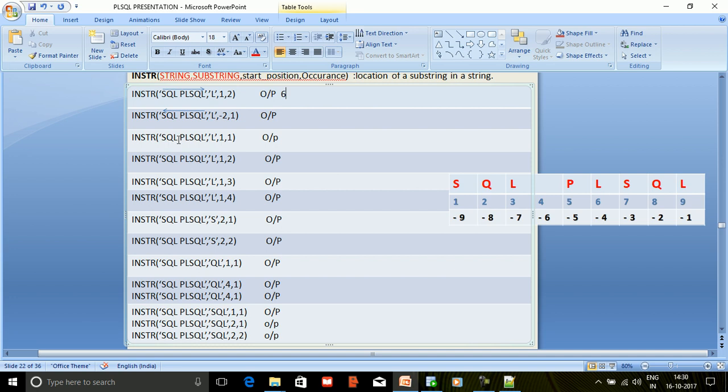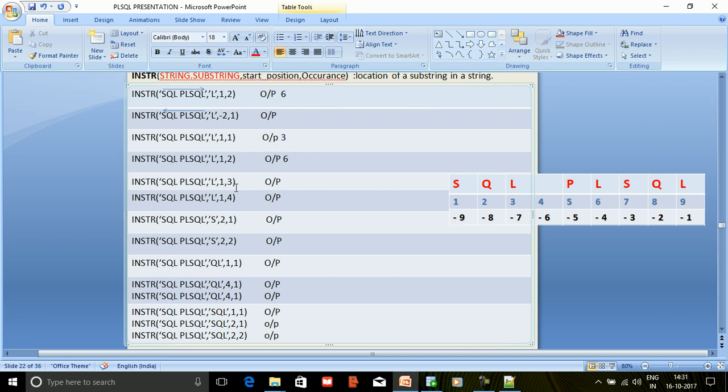And here you are asking the L letter to be checked, and you are asking the system to check from the first position, and the occurrence you are asking. So here the output will be 3. And L, 1 comma 2. 1 comma 2 means first position, and you are asking for occurrence of 2, similar to your first case, 6, right?